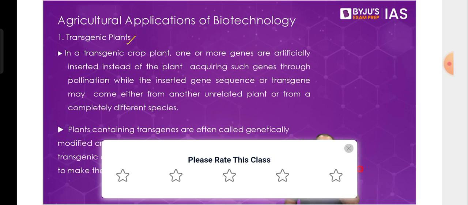Now again, try to understand the meaning of the word itself, that is transgenic. What is transgenic? If we try to break down the word, you have trans and genic. Where do you use the word trans? Think of the word transfer. What do you mean by transfer? Transfer means that somebody is going from one place to another.